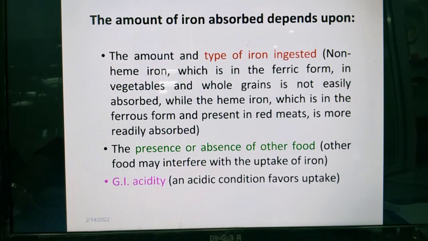The amount of iron absorbed depends upon the amount and type of iron ingested. Non-heme iron, which is in the ferric form in vegetables and whole grains, is not easily absorbed, while heme iron, which is in the ferrous form and present in red meat, is more readily absorbed. The presence or absence of other foods may interfere with the uptake of iron. GI acidity and acidic conditions favor uptake of iron.